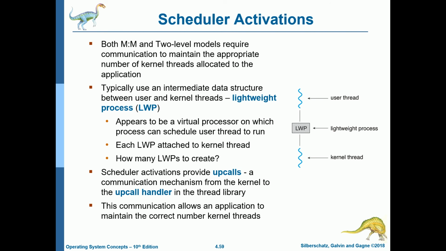The kernel then allocates a new virtual processor to the application. The application runs an upcall handler on this new virtual processor, which saves the state of the blocking thread and relinquishes the virtual processor on which the blocking thread is running. The upcall handler then schedules another thread that is eligible to run on a new virtual processor.